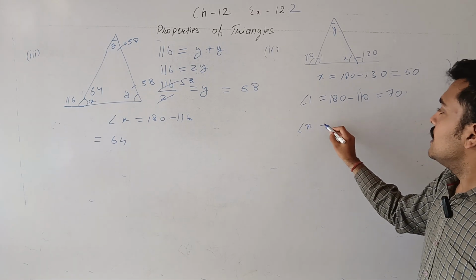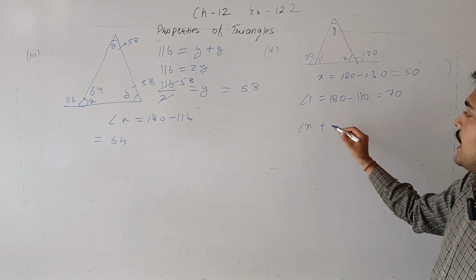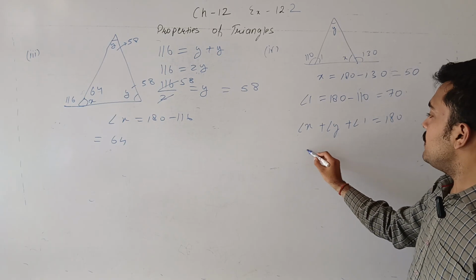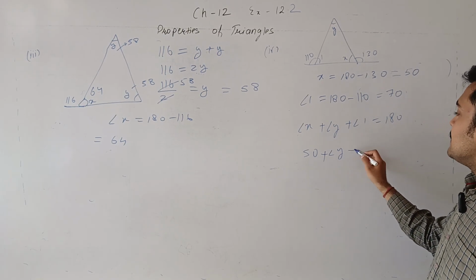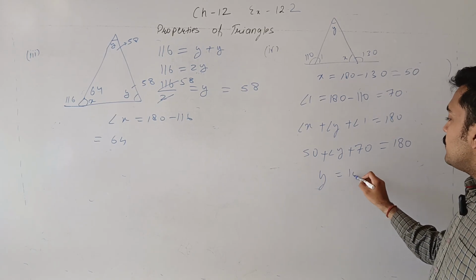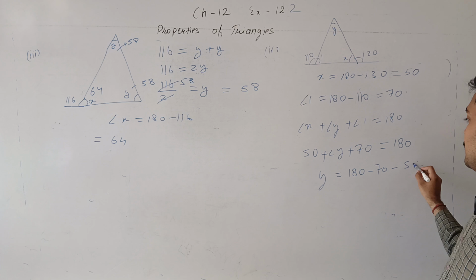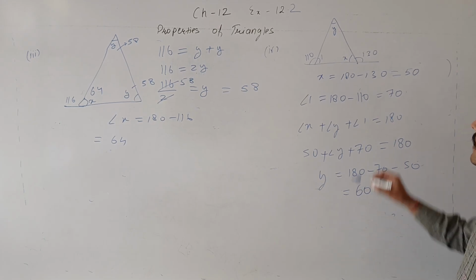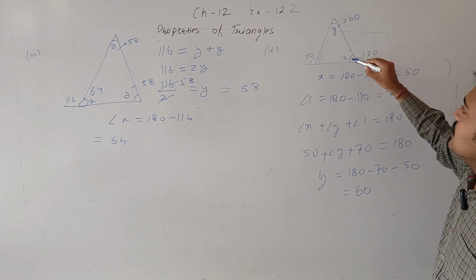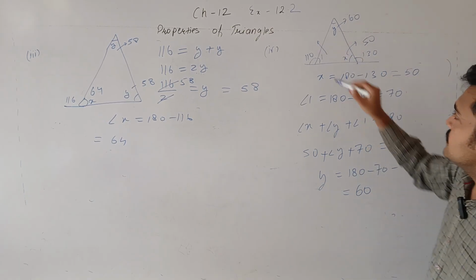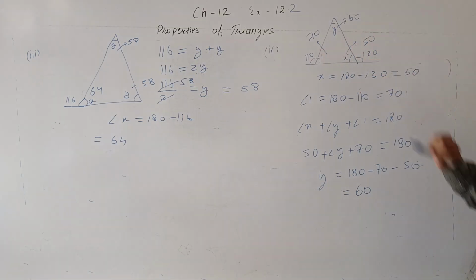Therefore, the sum of all angles is 180. Angle x plus angle y plus angle 1 is equal to 180. So 50 plus angle y plus 70 is equal to 180. So y is equal to 180 minus 70 minus 50, which is 110 minus 50, equal to 60. So angle x is 50, angle 1 is 70, and y is 60.